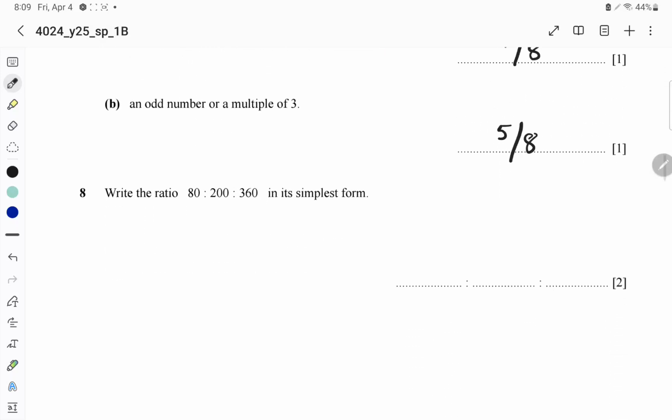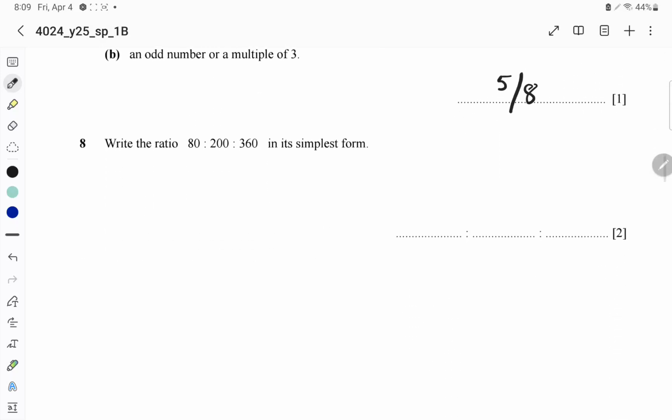Okay. Now question number 8. Write the ratio 80 is to 200 is to 360 in its simplest form. Whenever we have to simplify, we take the same number which will divide everything, either if there are 3 numbers or 4 numbers.